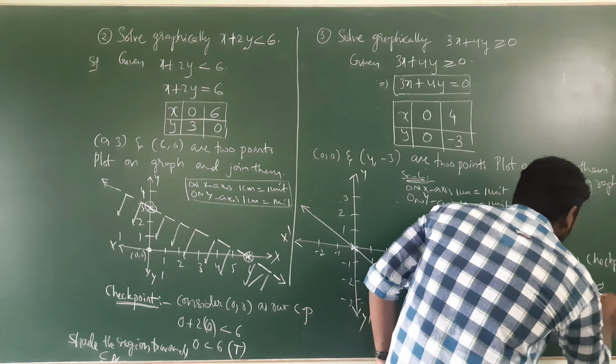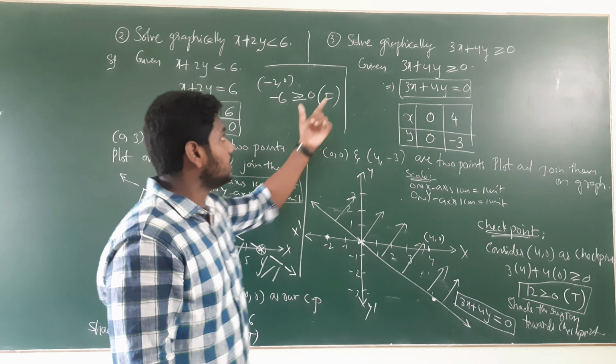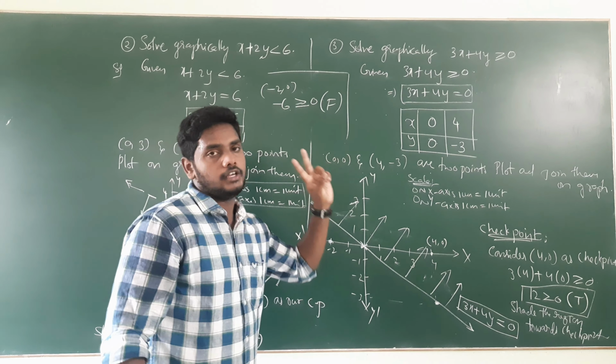Substitute minus 2 comma 0 in the given inequality: 3 into minus 2 is minus 6, plus 4 into 0 is 0. Is minus 6 greater than or equal to 0? No. It is false. False means the opposite side. That means you can take any point, but the answer will come the same. So the solution region is this one. This is how to solve an inequality in two variables.